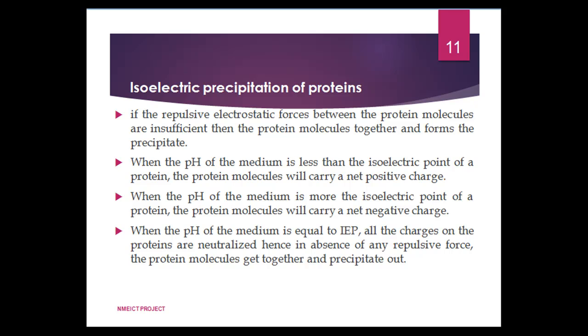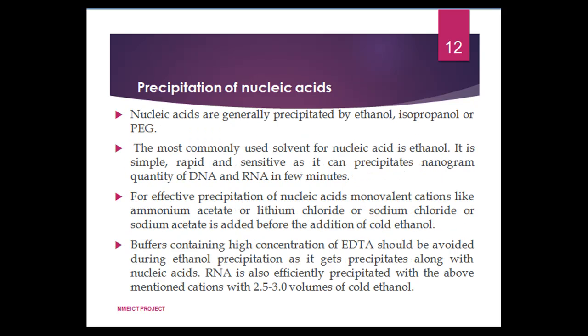When the pH of the medium is less than the isoelectric point of a protein, the protein molecules will carry a net positive charge. And when the pH of the medium is more than the isoelectric point of a protein, the protein molecules will carry a negative charge. As like charges repel each other, the protein molecules stay in solution at the pH above and below the IEP. But when the pH of the medium is equal to the IEP, all the charges on the proteins are neutralized. Hence, in absence of any repulsive force, the protein molecules get together and precipitate out. So these are a few commonly used methods for the precipitation of proteins.